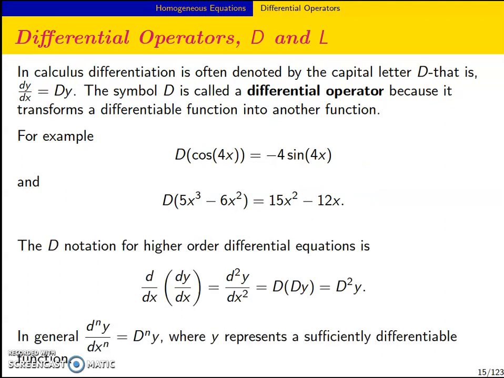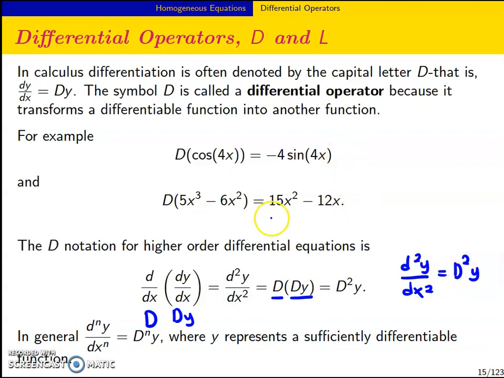If you have higher order derivatives, the notation for the differential operator is like this: this is my Dy, this is my D. So we can write D, Dy, D squared y. For the second derivative, we have D squared y.